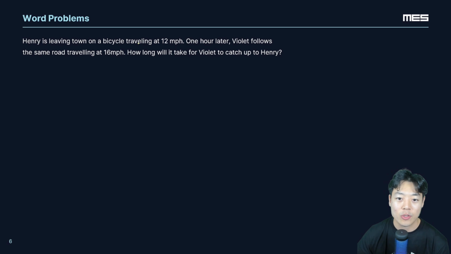Henry is leaving town on a bicycle traveling at 12 miles per hour. So every hour, Henry will be going 12 miles. We want to know how long it will take, so x will be the number of hours. Now, 1 hour later, Violet follows the same road, traveling 16 miles per hour.